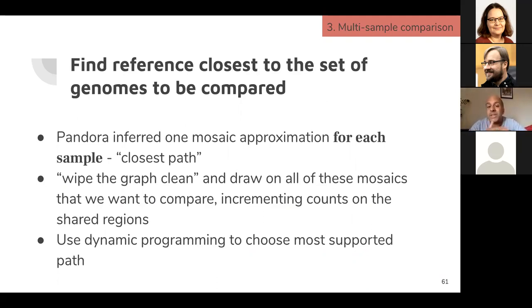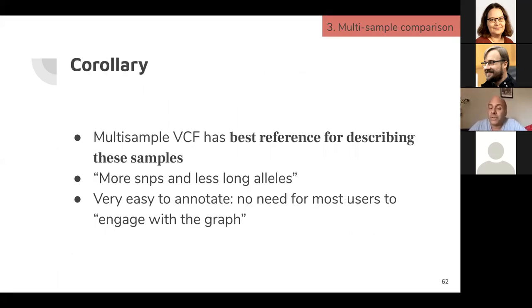So we can see which regions of the graph are shared by lots of genomes and which are rare. And then we use dynamic programming again to choose the most supported path. But here, what we're doing is choosing the best reference genome to describe all of those samples, all of those genomes. So the corollary is that we now build a multi-sample VCF, which has the best reference for describing this data set, because it gives you the most succinct description of the segregating variation between this set.